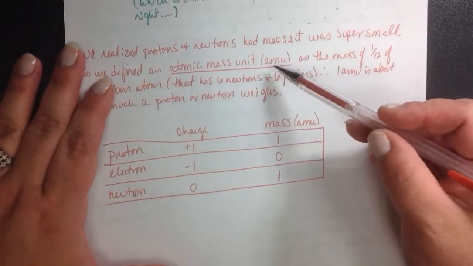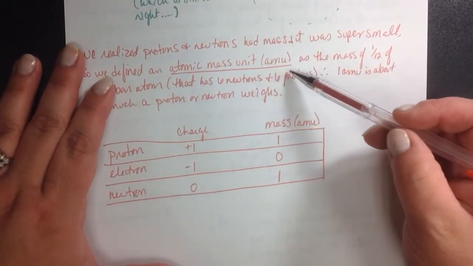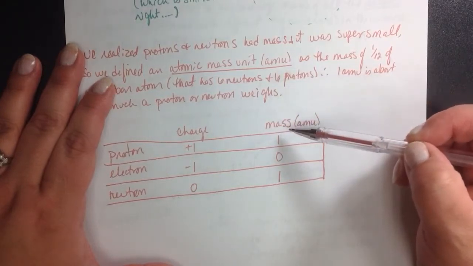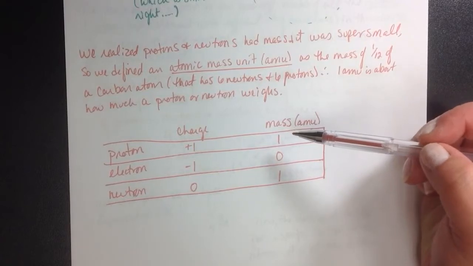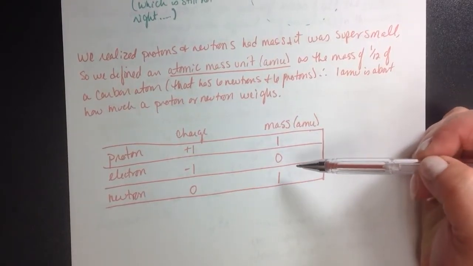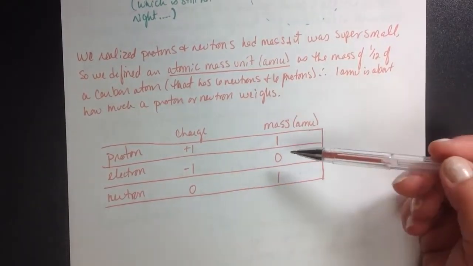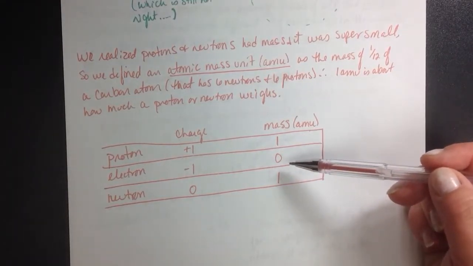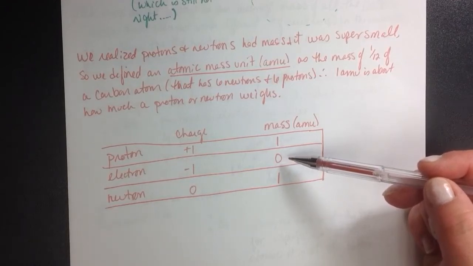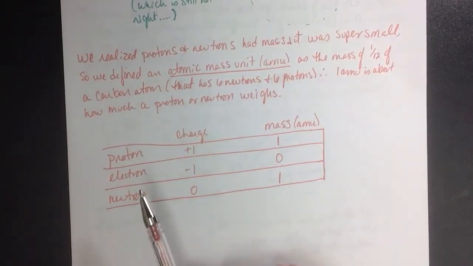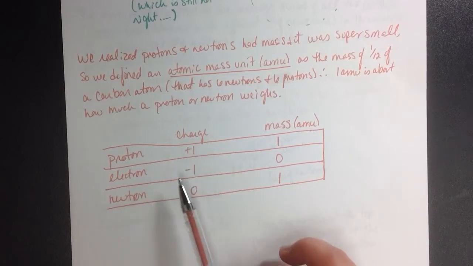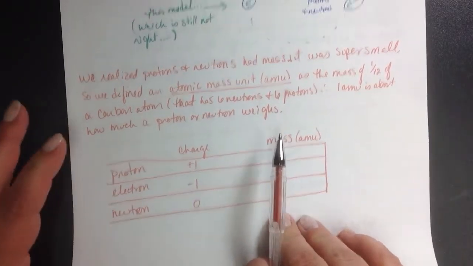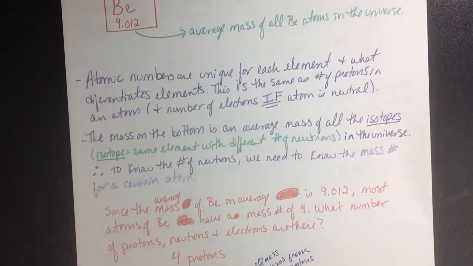So what we said is this AMU is about the same mass as a proton. Now, the cool thing about that is that a neutron has about the same mass as a proton. So relatively speaking, they both have one mass, versus an electron is so small in comparison, we just consider that zero. Remember that a proton charge is +1 and an electron charge is -1. Okay. So how do we use that information?